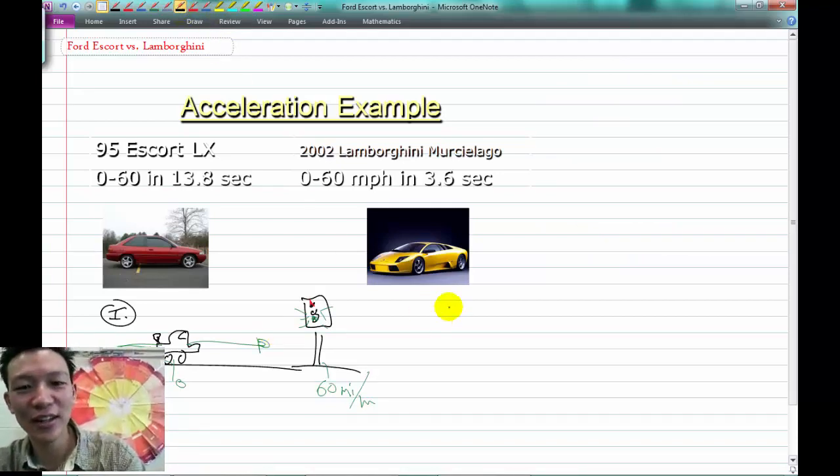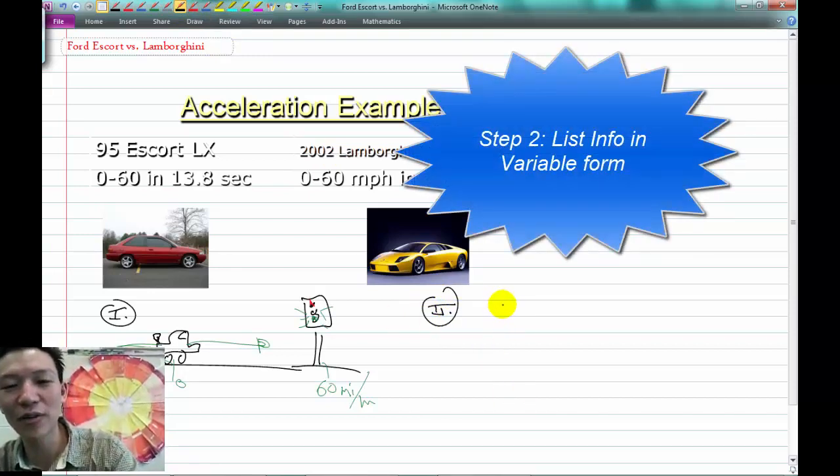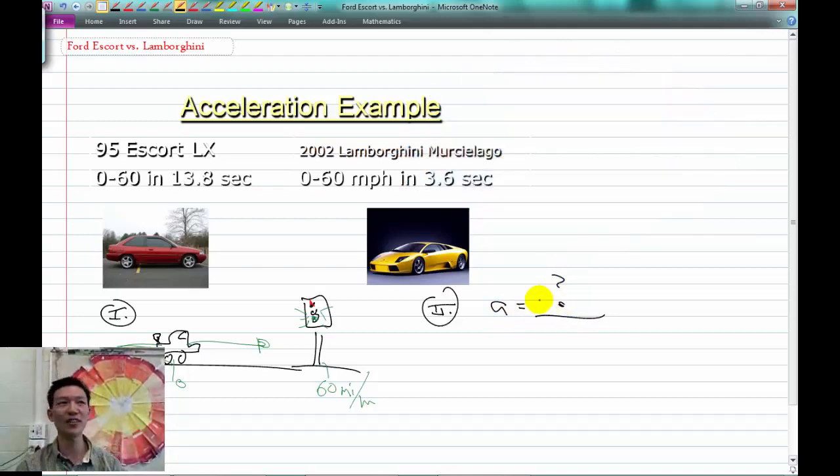Step 2, what do we do in step 2? We list all of the information, right? So what are we trying to do in this problem? We're trying to find acceleration. So all you got to do is write a equals question mark. And you're like, do I really have to do that? And the answer is, yeah, you should. That's the goal. Put a star by it. Eyes on the prize. So you know what's going on.